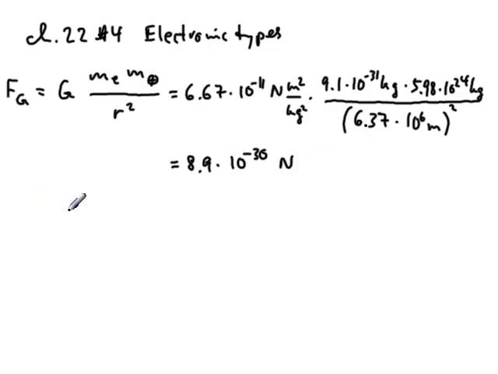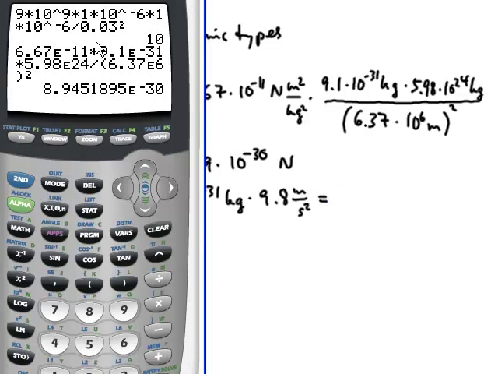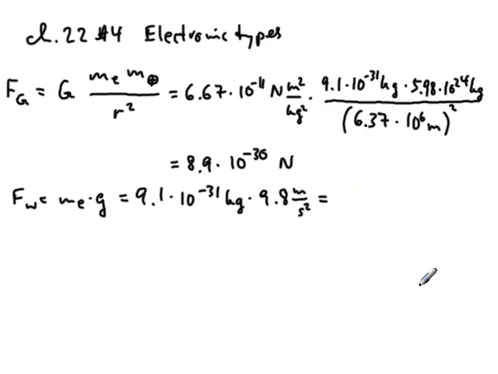Square meters and kilograms squared will cancel. It could have been a little bit quicker if I had just determined the weight of that electron. Mass times acceleration due to gravity would have been 9.1 times 10 to the negative 31 kilograms times 9.8 meters per second squared. And if I do that on the calculator, 9.1 E negative 31 times 9.8 comes indeed out to 8.9 times 10 to the negative 30.